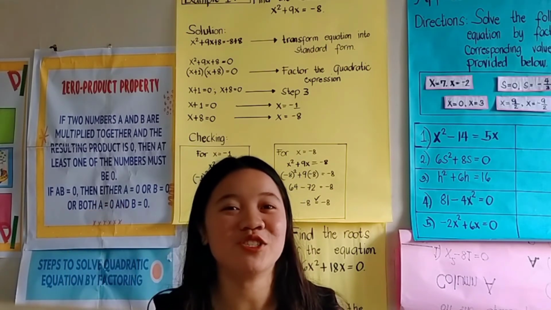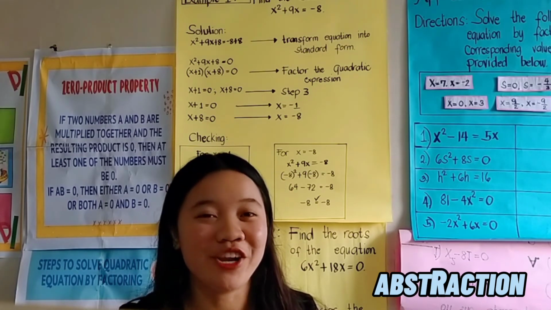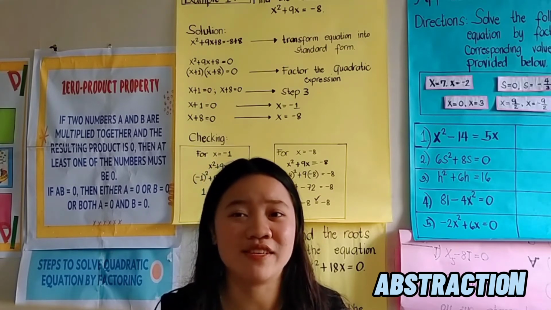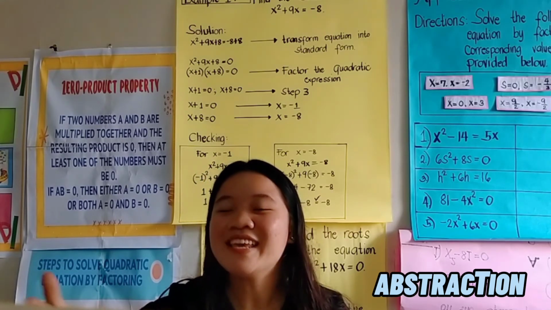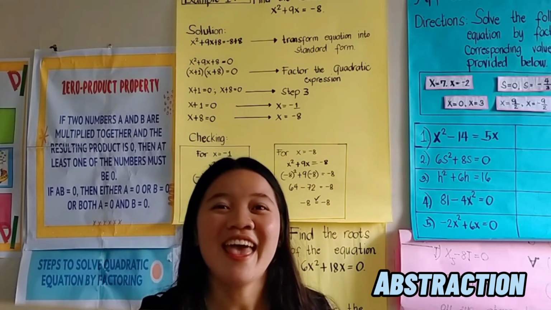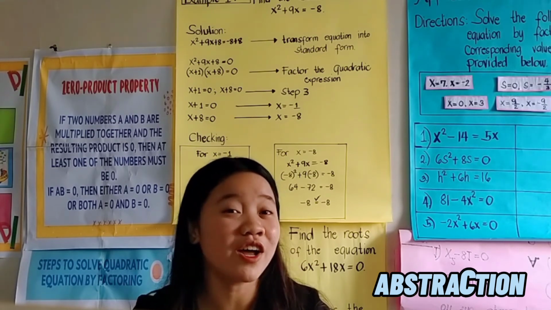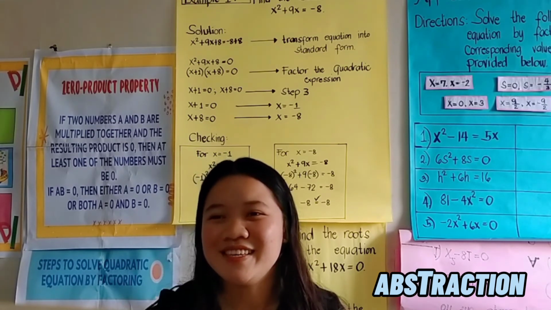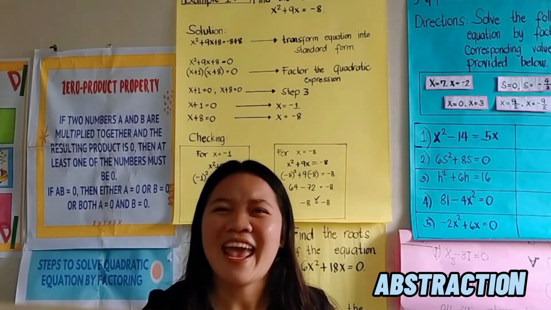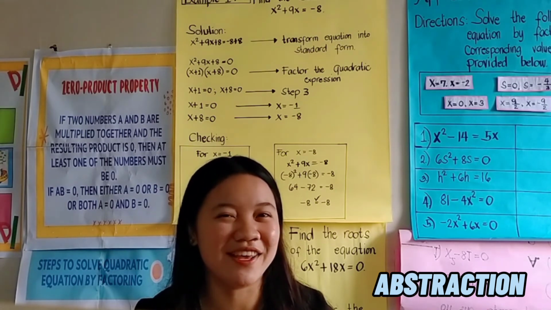Alright, so solving quadratic equations is based on the zero product property of real numbers, right? Now, who can tell me again what is the definition of the zero product property? Yes, Team Green? Thank you so much. You're correct. And how about the steps? Who can enumerate the steps of solving a quadratic equation by factoring? Yes, Team Blue? You're correct. Thank you so much for that. I think you have really paid attention to our discussion earlier, right?